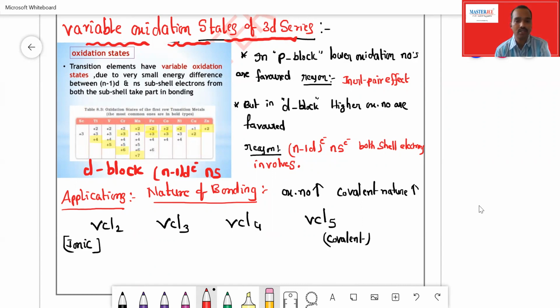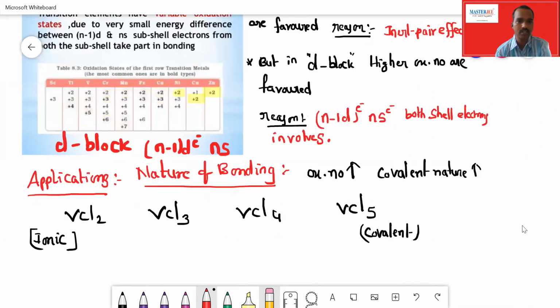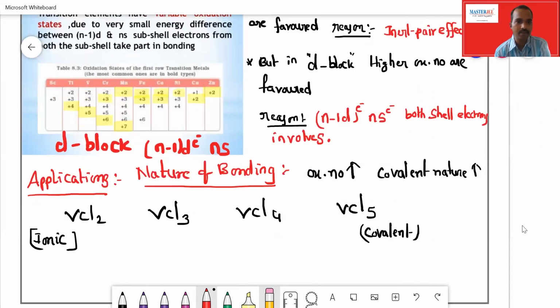Now see here one more thing. If you carefully observe, what are the variable oxidation states? Scandium has plus 3 as the oxidation number and zinc plus 2. These two are not exhibiting many oxidation states. The remaining all, titanium, vanadium, chromium, manganese, iron, cobalt, nickel, copper, are exhibiting them.